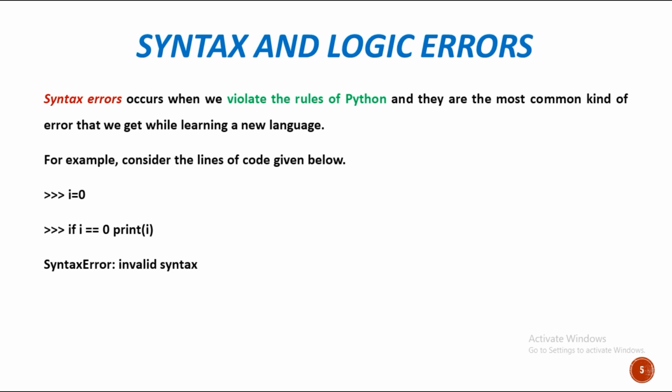For example, consider the below line of code. In this line we are just initializing the value of i equal to 0. In the immediate second line we are executing the if statement: if i equal 0, then print i. While running the program, we get a syntax error called invalid syntax, which means in the if decision making statement we forgot to put the colon operator, so while running the program it raises a syntax error. This is one type of syntax error.